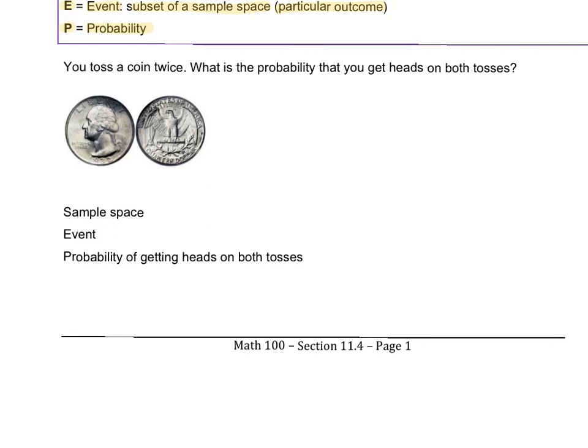So let's review this notation. Let's say that you toss a coin twice, and you want to find the probability that you get heads on both tosses. Here, we're dealing with theoretical probability, so we're not actually going to toss a coin and see what happens. What we're going to do is assume that we have an equal probability that the coin will land heads up or the coin will land tails up. Again, that's theoretical probability. We assume the outcomes have an equal probability of happening.